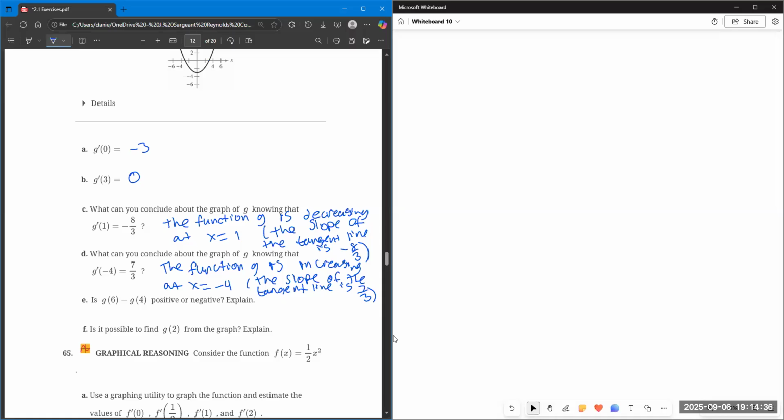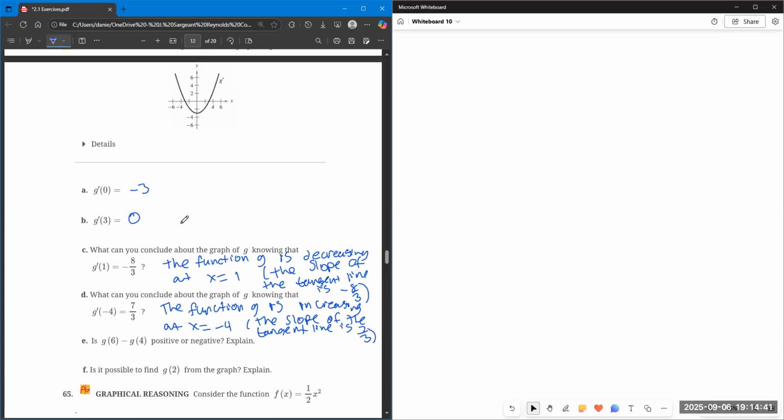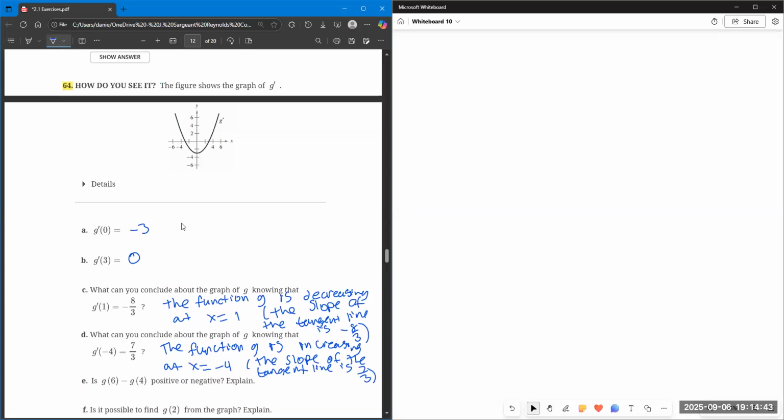Is g of 6 minus g of 4 positive or negative? So we are positive slope, and it's even more positive, so it's increasing at an increasing rate. So we're accelerating, so this should be positive.